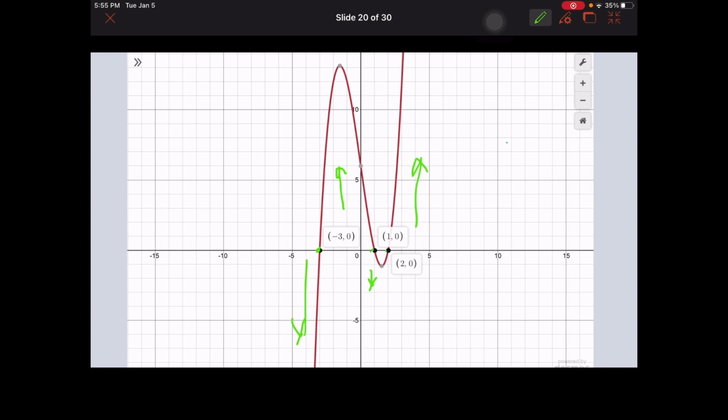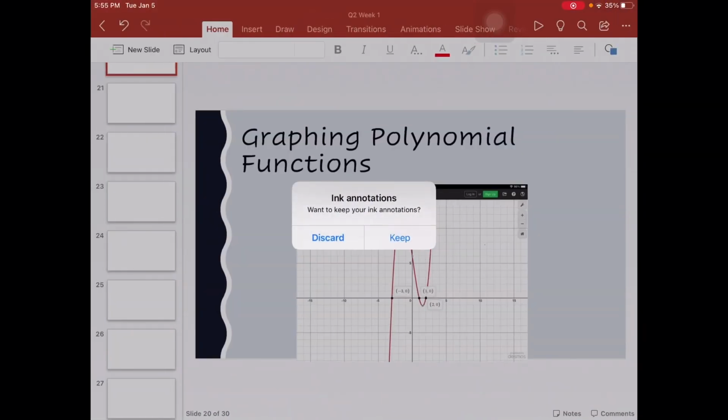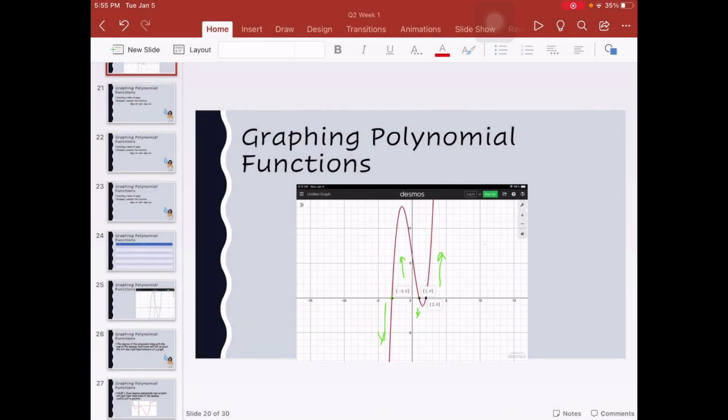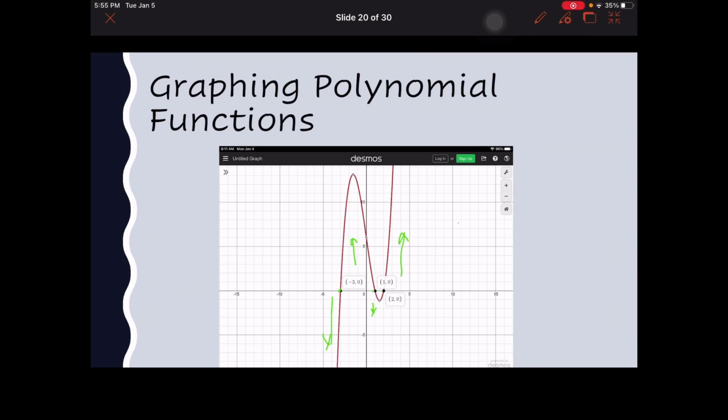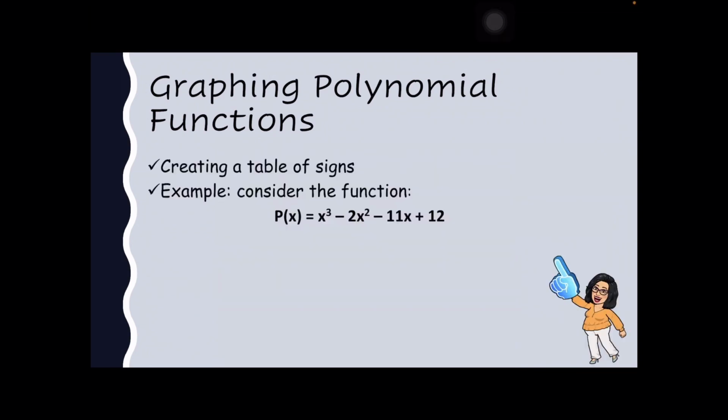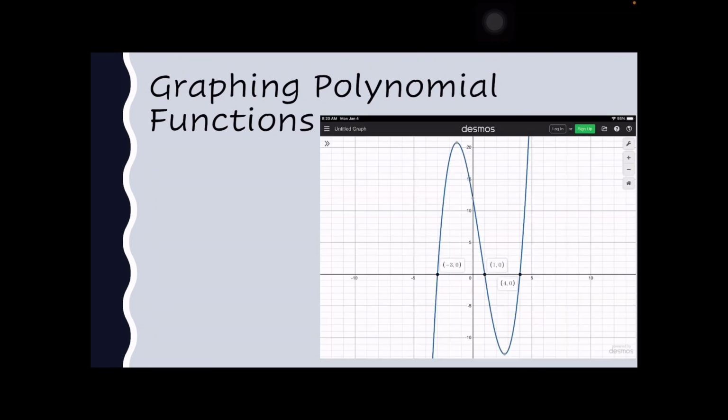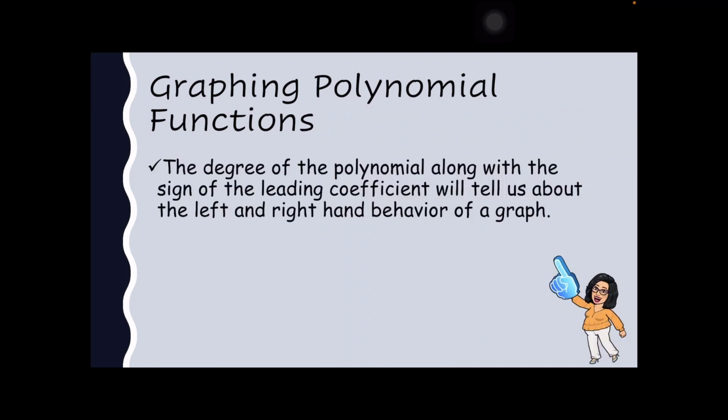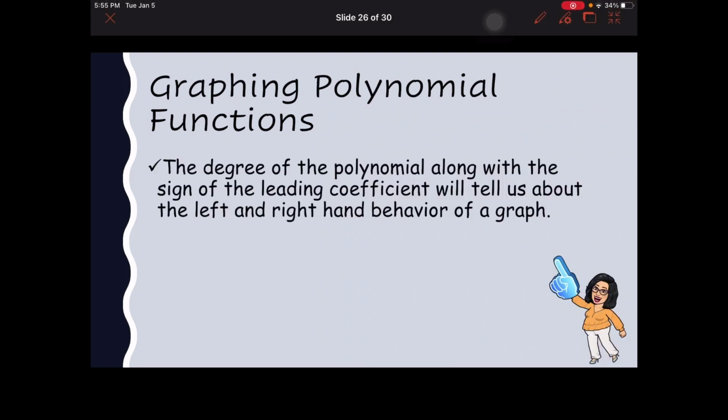Review lang po natin. Our first aspect kanina was our intercepts. Our second aspect is yung behavior ng graph with regards to the zeros of our function. Okay? So now, ano naman yung ating third aspect? Ang ating third aspect po ay yung tinatawag natin na left and right hand behavior.